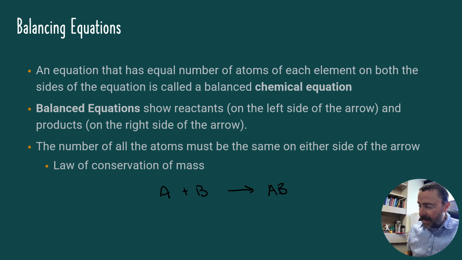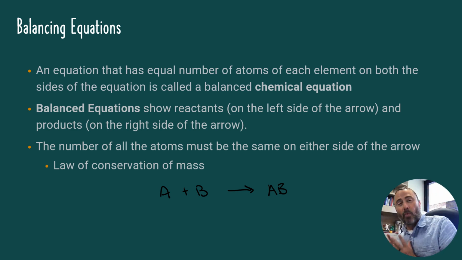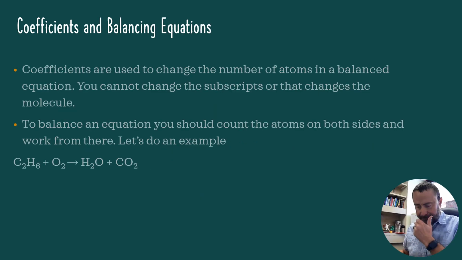So if I've got an A over here on my reactant side, I have to have one A over there on my product side as well, right? And that's because of the law of conservation of mass. Mass can't be created or destroyed during a chemical reaction. So if you start with an A, you got to end with an A. And we're going to see that here as we balance an equation on our next slide.